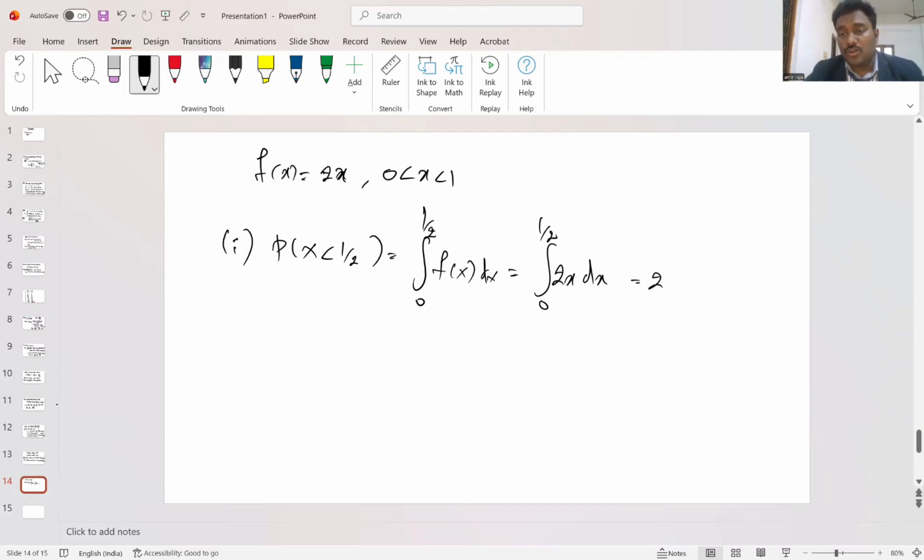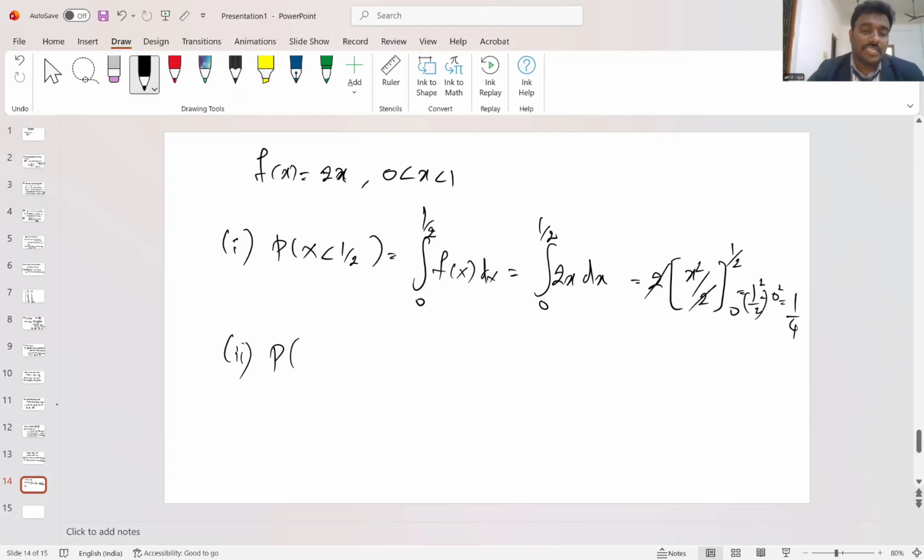So I can take this 2 out of this integral and I have x. So if you integrate, it will become x square by 2 from 0 to 1. So 2 will get cancelled. So if you apply the limits, it will become 1 square minus 0 square, which is going to be 1. So this is going to be 1 by 4.